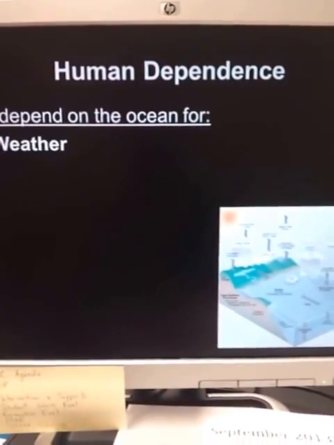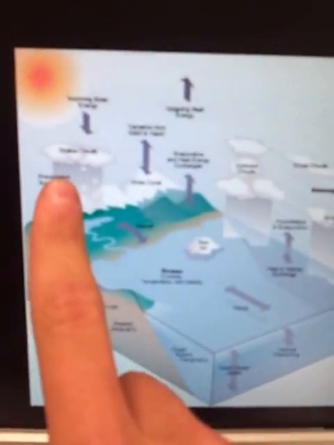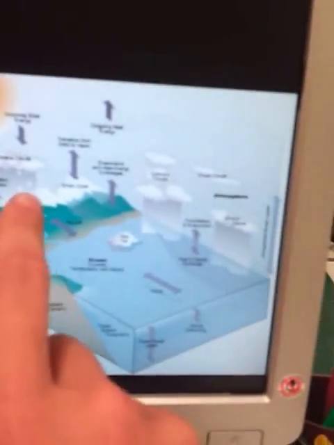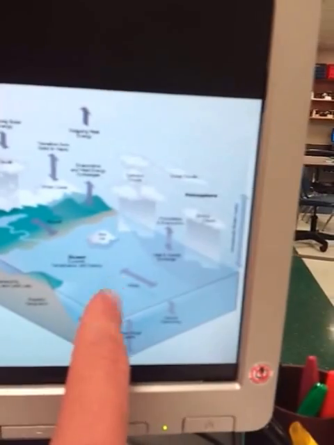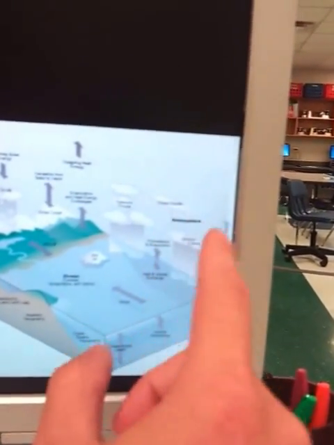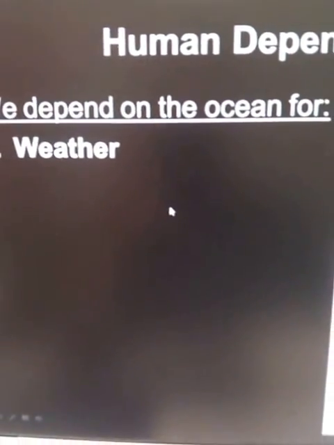Human dependence. We depend on the ocean for numerous things. Weather is one of them. Here you can see we've got parts of the water cycle. If you look closely, you can see that evaporation pushes water up, it condenses, it precipitates. We've got ocean runoff that takes it to the ocean. We've got evaporation occurring over the ocean, condensation, precipitation. So weather is a huge influencing factor in why we depend on the ocean.